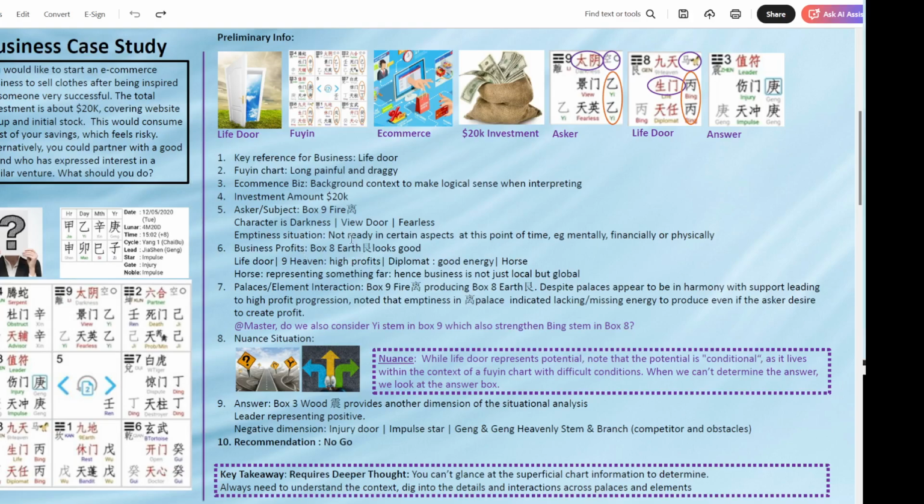Let's take a look at the profitability of this business. Business profit is at Live Door, which is at box number 8. You see Live Door here, and what's with Live Door? We have Nine Heaven, which could indicate very high profits. And we have Diplomat, which is good, and good energy.